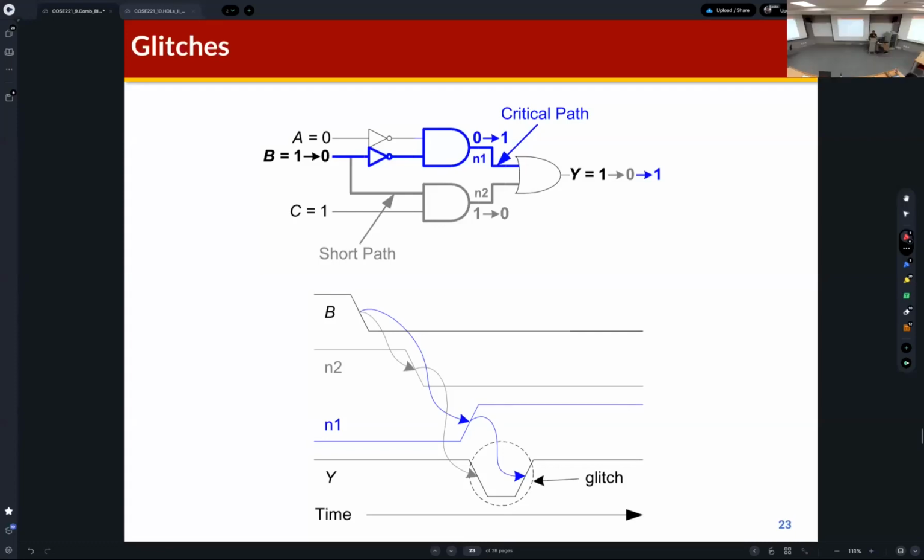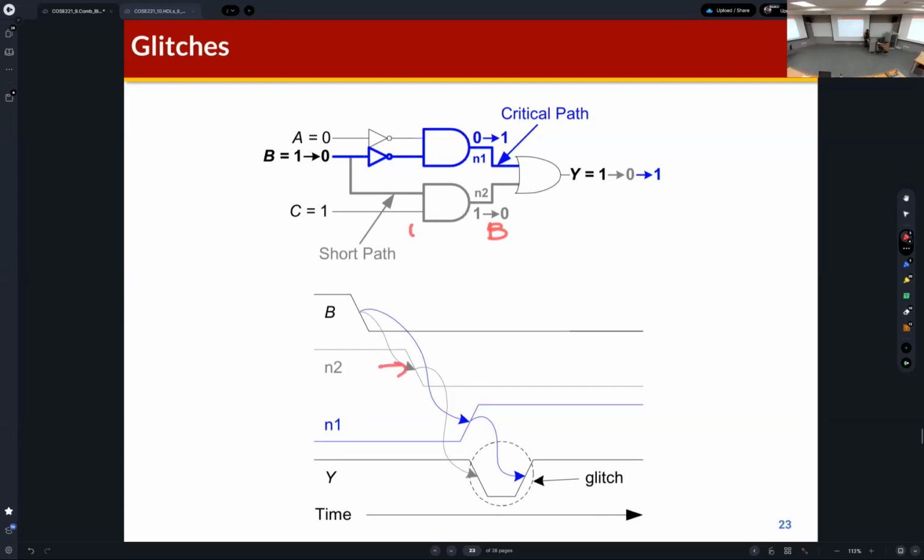It becomes the critical path, and then this is the short path. So if B is changed from 1 to 0, we can say that N2 will change, right? So this is 1, which means that this is B. But after some delay, the N2 node is changing because of the delay of this AND gate, right? So the N2 value changes after some time.